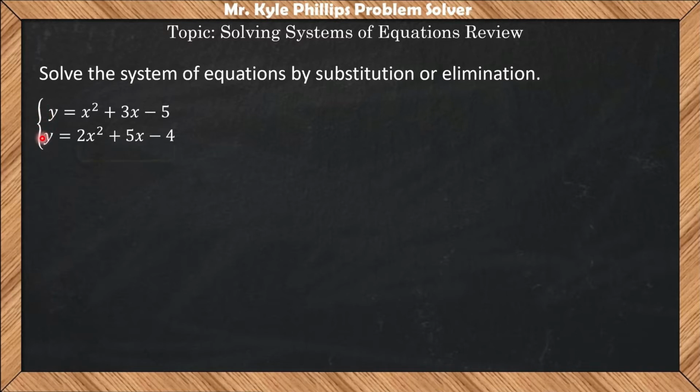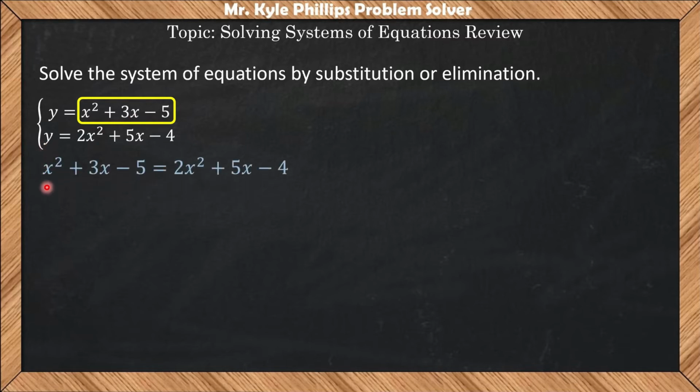So what I'm going to do is I'm going to take this top equation, x squared plus 3x minus 5, and I'm going to set it equal to this equation. So I'm going to substitute this value in everywhere I see a y in the bottom equation. So here I have x squared plus 3x minus 5 equals 2x squared plus 5x minus 4.